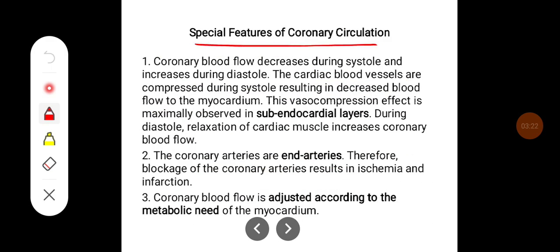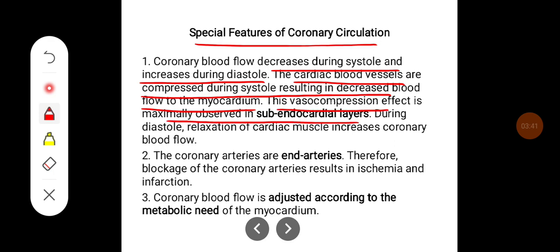Some of the special features of coronary circulation: coronary blood flow decreases during systole and increases during diastole. The cardiac blood vessels are compressed during systole, resulting in decreased blood flow to the myocardium. This vasocompression effect is maximally observed in subendocardial layers. During diastole, relaxation of the cardiac muscle increases the coronary blood flow.